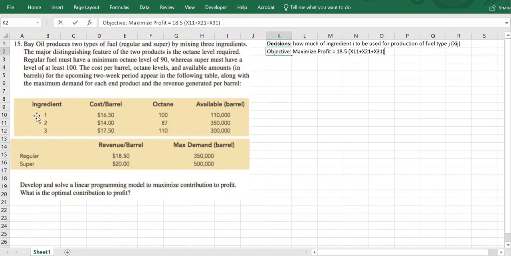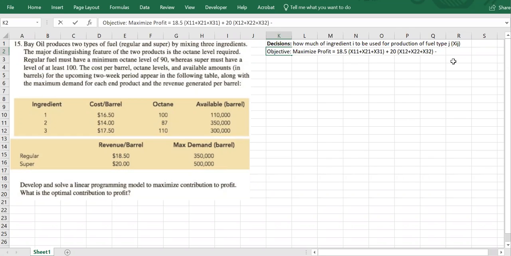The amount of ingredient 1 used for production of regular, the amount of ingredient 2 used for production of regular type fuel, plus the amount of ingredient 3 used for production of regular. So that is the total amount of production of regular type, plus $20, the revenue per barrel of super fuel, times X12 plus X22 plus X32. The amount of ingredient 1 used for production of super, the amount of ingredient 2, X22, and the amount of ingredient 3, X32, used for production of super fuel, all right? So that's the total revenue.